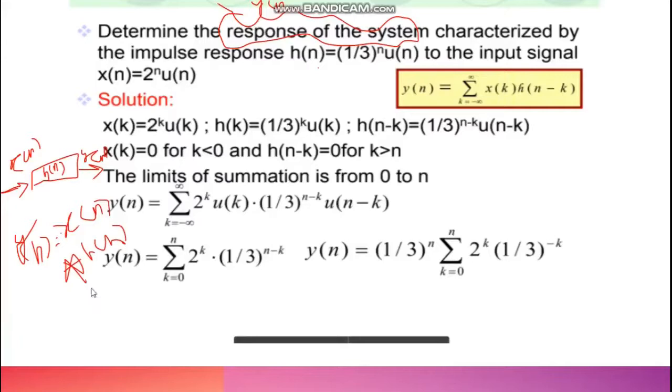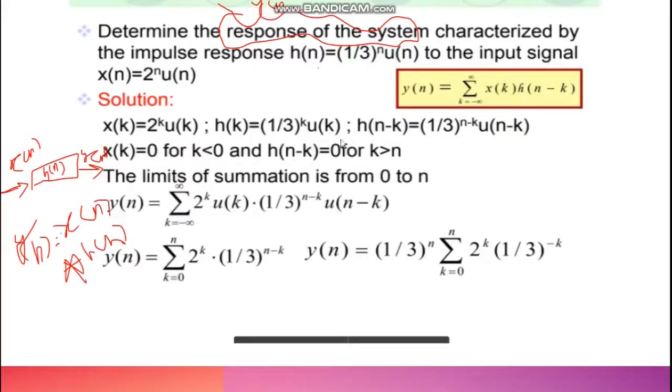Now, what is the equation of convolution in a discrete LTI system? That is, y of n is equal to sigma k is equal to minus infinity to infinity x of k h of n minus k, right? So you have to represent these signals in k terms. So what will be x of k? Just replace n by k, that is x of k will be 2 to the power k u of k, and just replace n by k to get h of k, that is h of k will be 1 by 3 whole to the power k u of k, and to get h of n minus k, just replace k by n minus k. So h of n minus k will be 1 by 3 whole to the power n minus k u of n minus k.